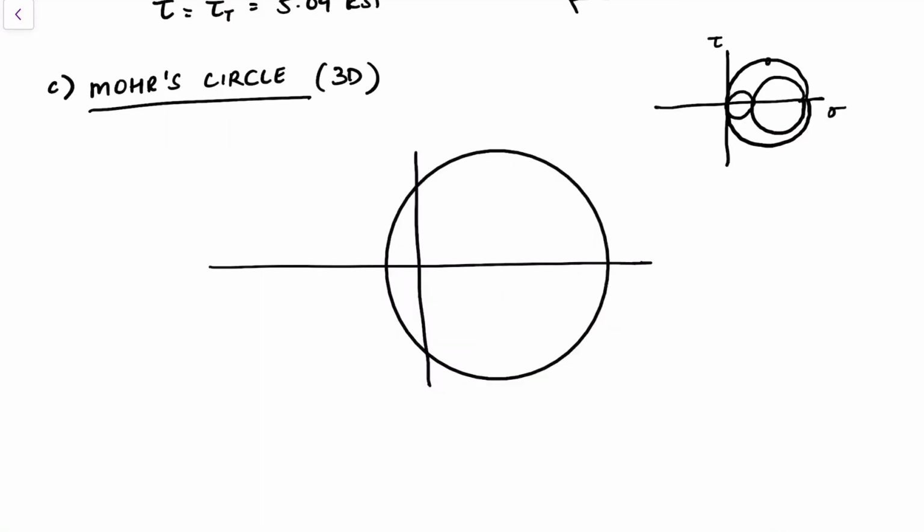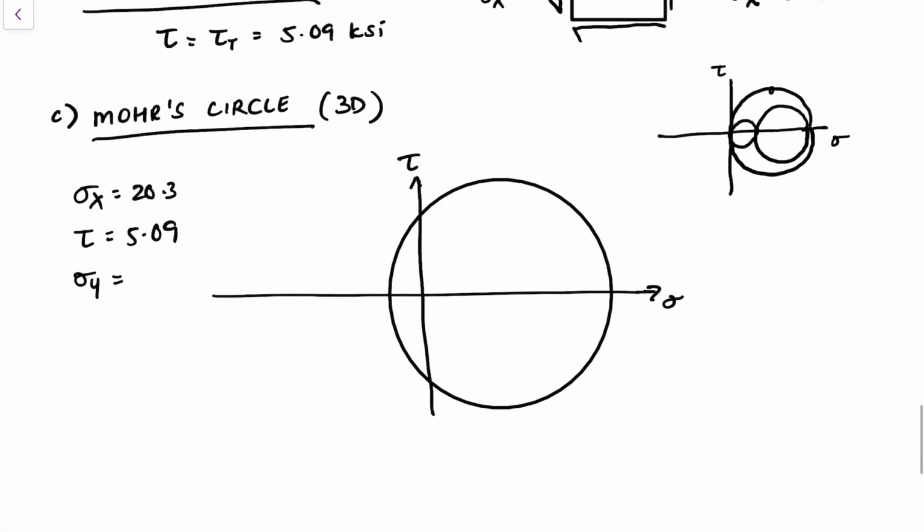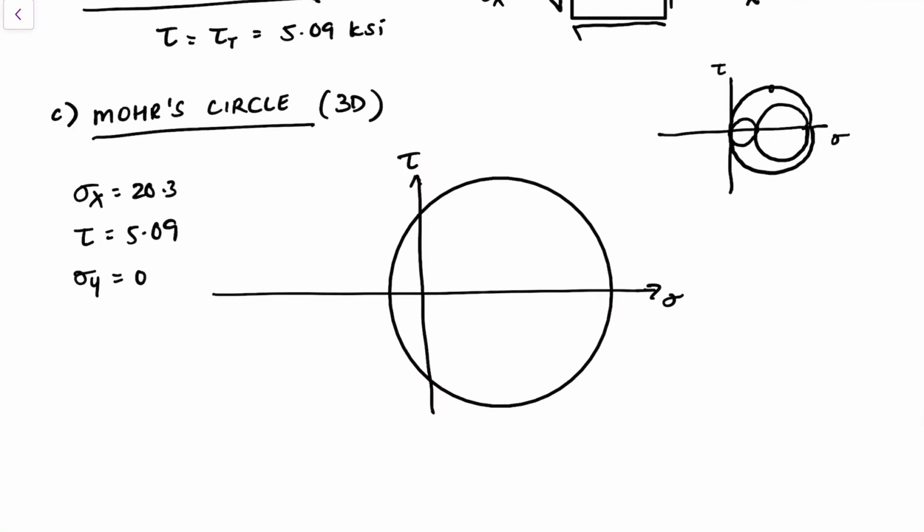traditionally, we have sigma x as 20.3, and we have tau as 5.09. So this is sigma, this is tau. Sigma y is basically zero, right? Because you don't have any stress in there. So you're going to use sigma x and tau as your first coordinate, and then sigma y and tau as your second coordinate. So we have 20 and 5.